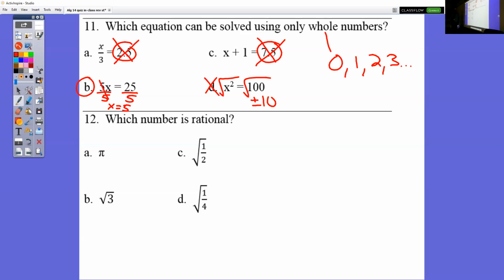Number 12, which is a rational number? Sorry, I told you probably didn't need a calculator. You definitely do to type that in. So which one is rational?